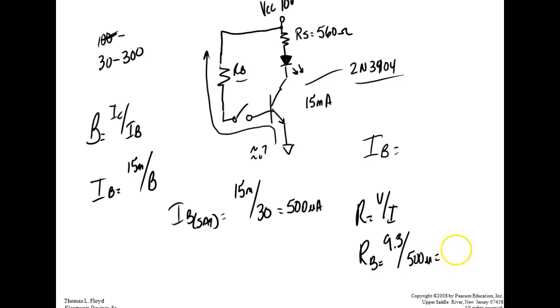What do we come up with here? What's that? 17.6K? 19.6K? 18.6K? Okay, so let's go down to the next standard value. 16K. And you've got yourself a saturated switch. It's taking 500 microamps on this side to get 15 milliamps on the other. Pretty neat, huh? And that's what we get out of these current.